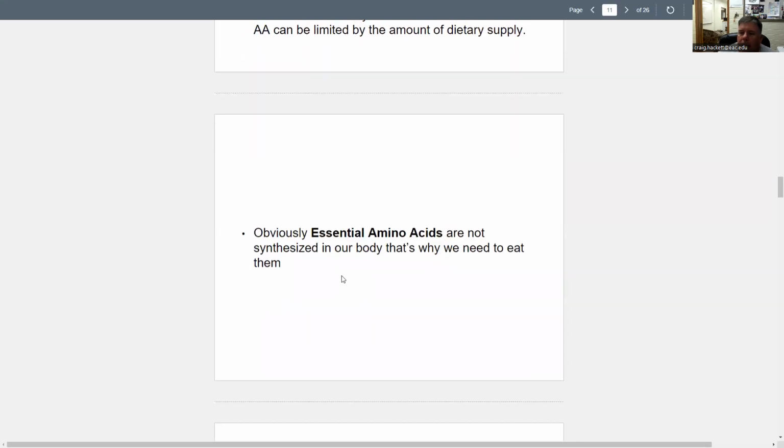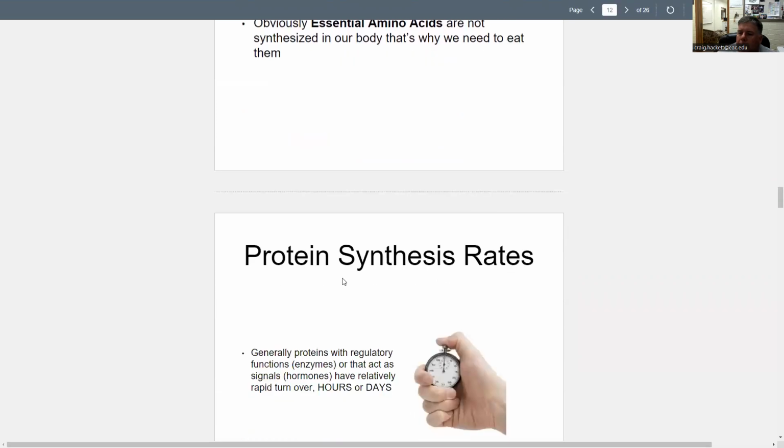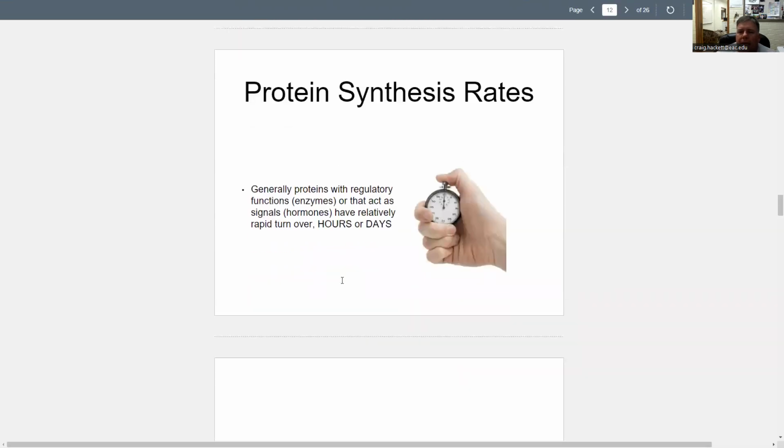The amino acids that are not synthesized in our body, we obviously have to eat them. Those are the essential amino acids. When we look at protein utilization rates and how quickly we synthesize proteins, it will give us an understanding of how often we need to eat them.